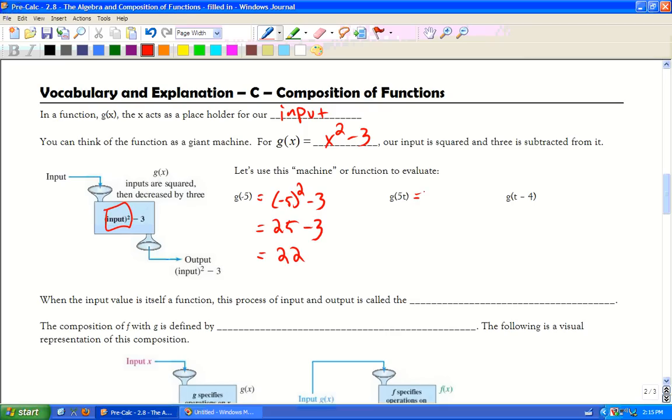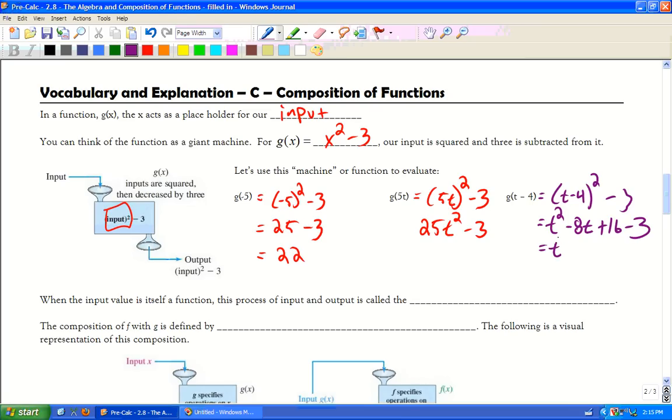When we see something with a variable, say g of 5t, still, square it, subtract 3: 25t squared minus 3. In this case, we're left with an expression, but that's okay. And finally, even when we see an expression with two terms, t minus 4, we still square it and then subtract 3. That becomes t squared minus 8t plus 16 minus 3, which equals t squared minus 8t plus 13. This last example of g of t minus 4 is something really special.